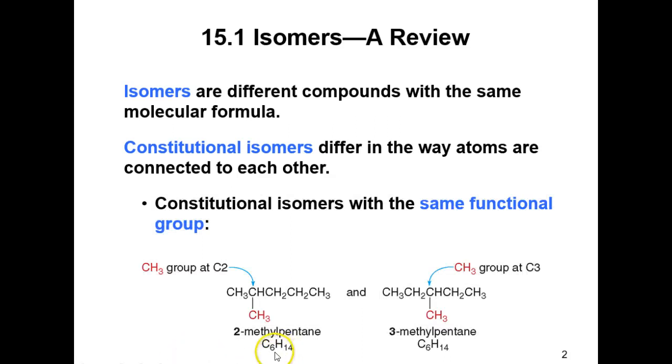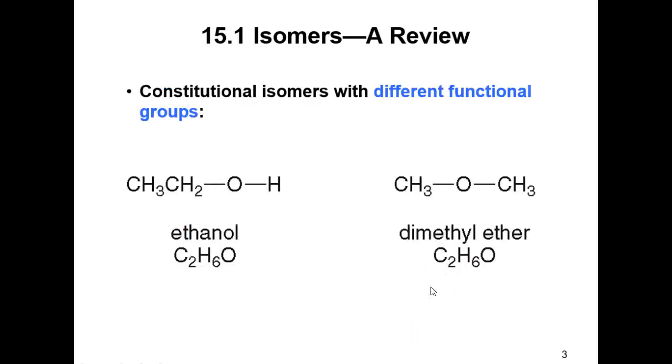These compounds both have the formula C6H14, but they are not the same compound because the atoms are connected in a different spot. This methyl group is connected to carbon 2. This methyl group is connected to carbon 3. All right, so here's another example where you can have different functional groups. You have the same formula, C2H6O, C2H6O, but this is ethanol and this is diethyl ether. Same formulas, but different structures.